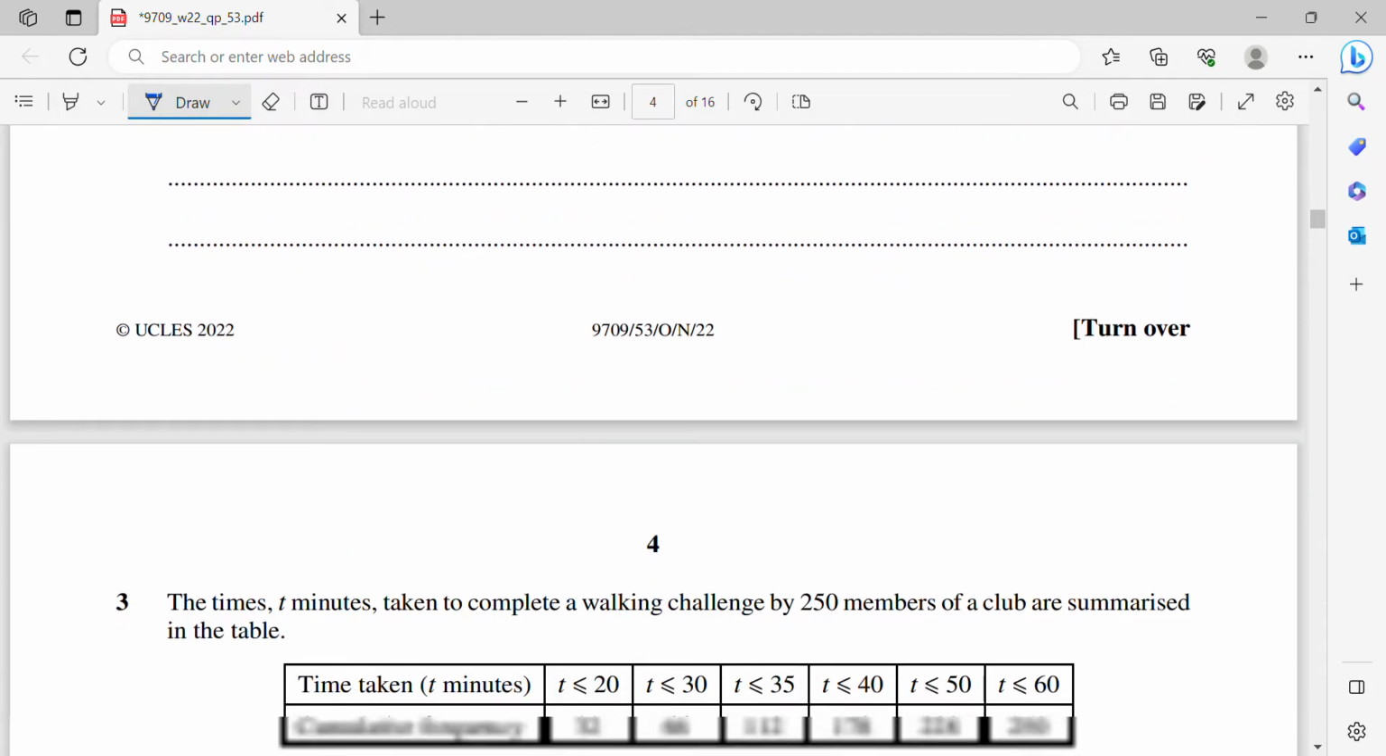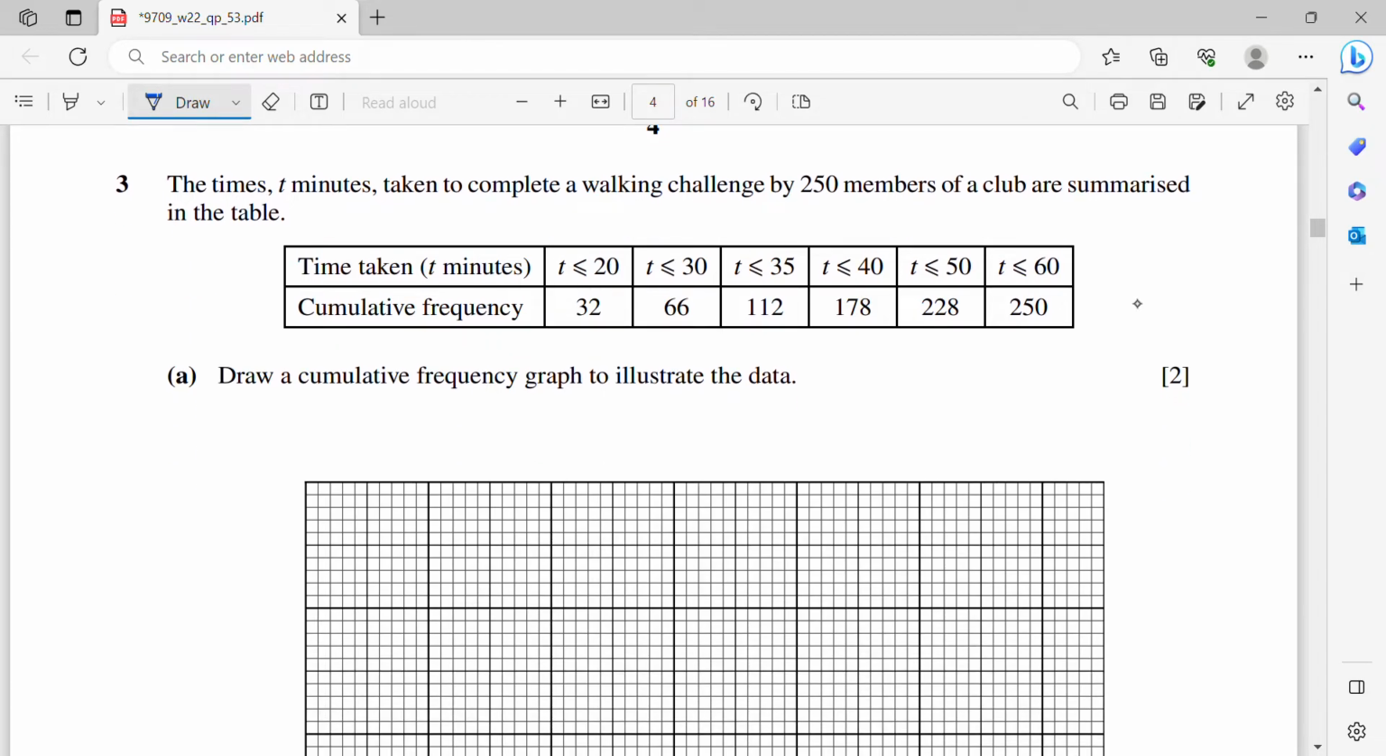Okay, so now question 3. The times t minutes taken to complete a walking challenge by 250 members of a club are summarized in the table. So now your table shows the upper boundaries: t less than or equal to 20, less than or equal to 30, until less than or equal to 60. And then the cumulative frequency as well, from 32 until 250, because the total is 250 members.